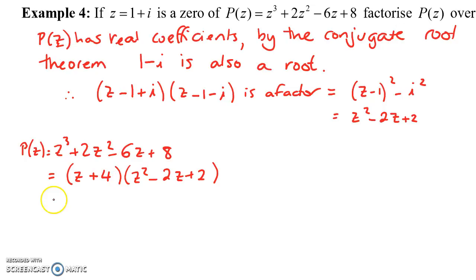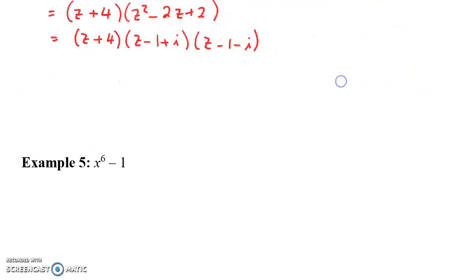Alright, so that helps us factorise, but then we need to write it in factors over the complex field. So it's z plus 4 times z minus 1 plus i times z minus 1 minus i. And there we go. Alright, moving on to example 5.